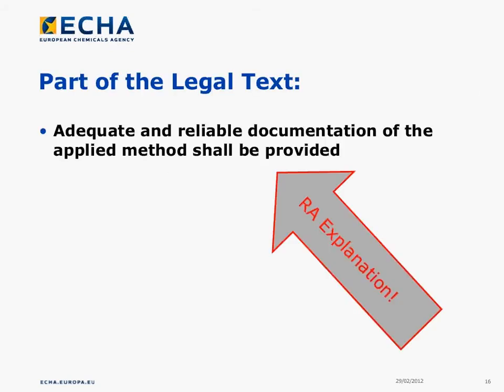And I add to that that registrants should always make their case. I draw your attention again, for the second time, to an important part of the legal text: adequate and reliable documentation of the applied method shall be provided. And this adequate and reliable documentation does not only cover the test methods or the identity of the source substance or the species that you used in the test, but it also covers the whole read-across explanation. So if you have a beautiful test with the source substance and you do not explain why the result of this test can be used for the target, then the read-across explanation is missing, and the read-across cannot be accepted based on the fact that no adequate and reliable documentation is provided.